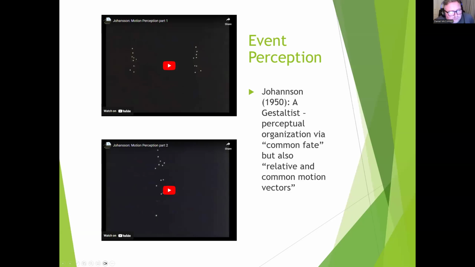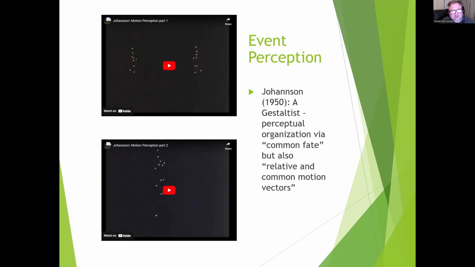Okay, now we're going to move into part two. And we have now the research of Gunnar Johansson. And Gunnar Johansson has done a couple of things here. Number one, he is describing the ability to perceive objects in motion, sort of like with the kinetic depth effect structure for motion displays that we looked at before.